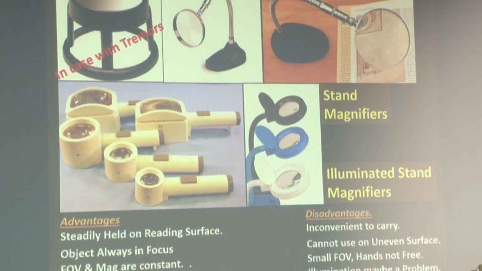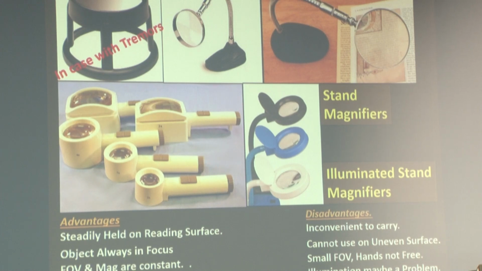Now there are these stand magnifiers also. These are used in patients with tremors, for example, Parkinsonian cases, where if the patient's hand is trembling, he won't be able to read. So you just put the stand on the thing that the patient wants to read, and he can read it easily.